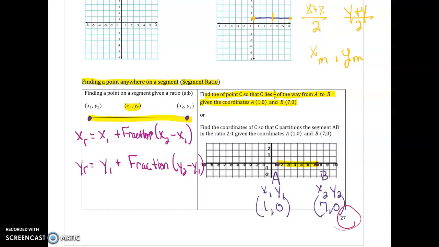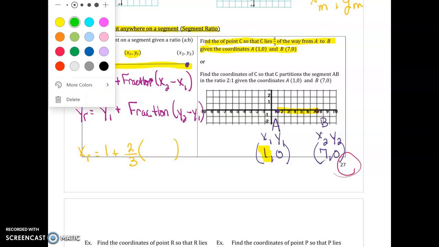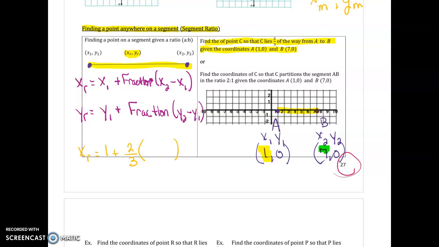So to use my formula, let's start and find our x-coordinates. So to find my segment ratio point, where C ended up, first I take my x1, which is worth 1, plus, and then I'm going to take my fraction. The fraction mentioned in the problem is 2/3. I'm going to make my parentheses, and then in parentheses, I'm going to take x2 and subtract x1. So I will do x2, which is 7, and subtract x1, which is 1.